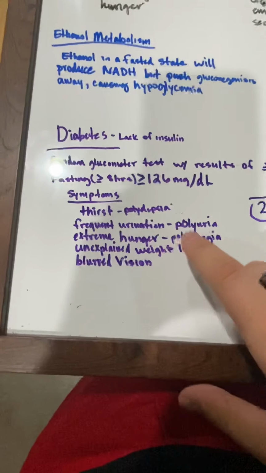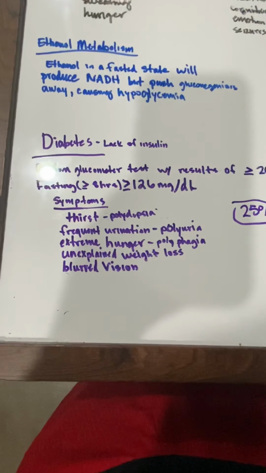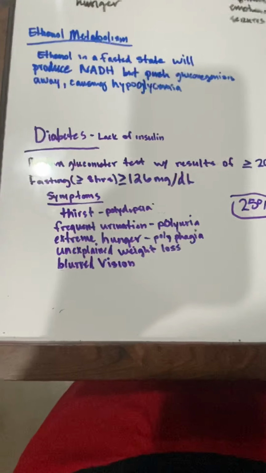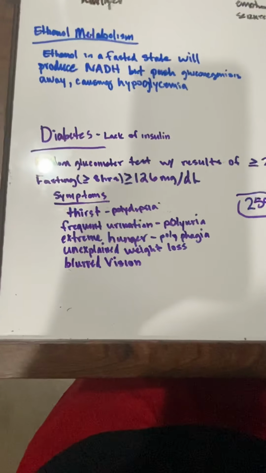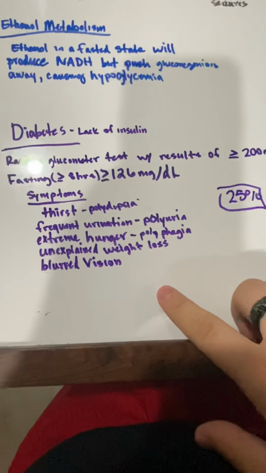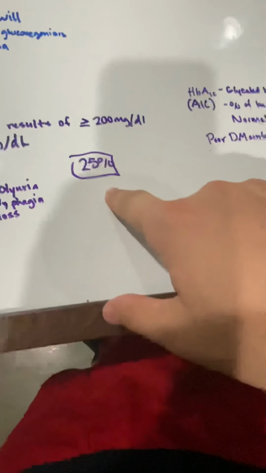Symptoms are thirst, which is also called polydipsia, frequent urination, which is polyuria, extreme hunger, which is polyphagia, unexplained weight loss, and blurred vision. 25% of people who have diabetes actually don't know that they have it.